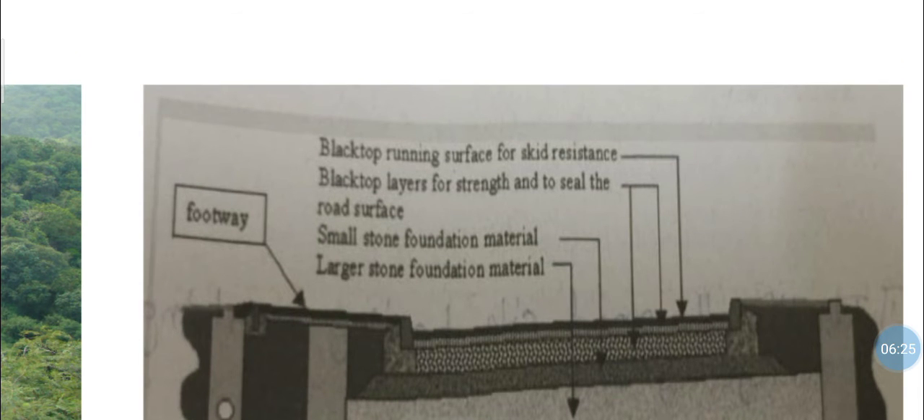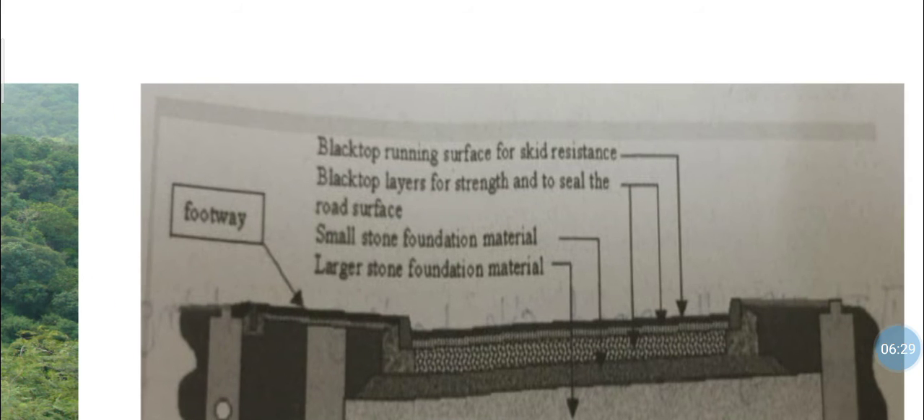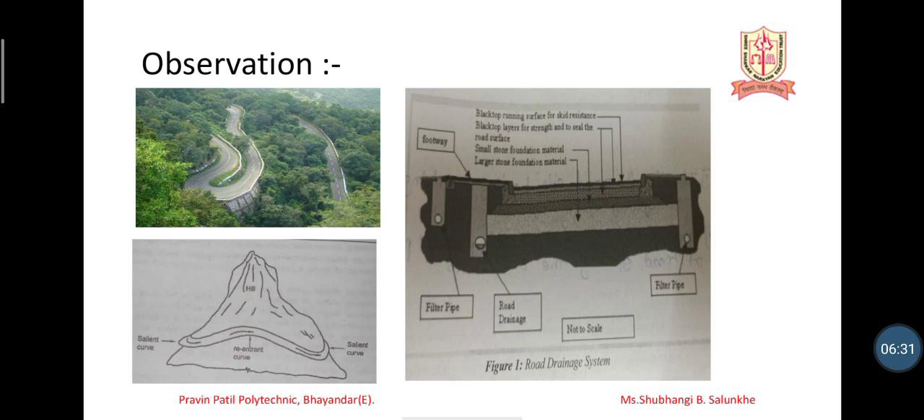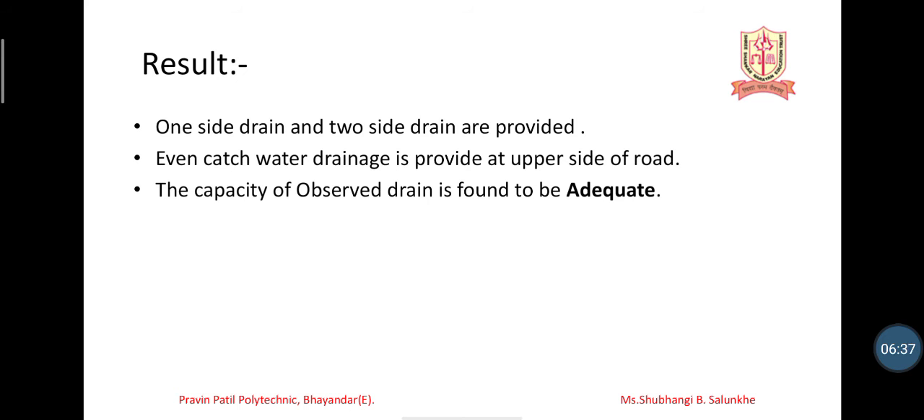We have to mention each and every layer also. As you can see, they have mentioned each and every layer, including the footpath and every component or element of the highway. After taking all these photos we come to a result like this: one side drainage and two side drainage are provided, and the catch water drainage has also been provided on the upper side of the road.